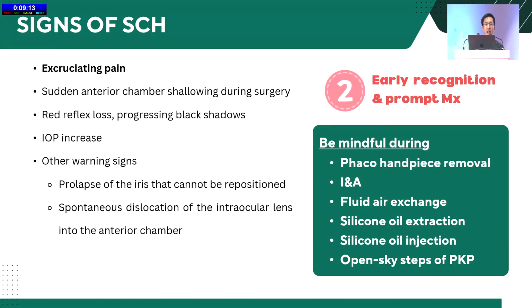There are signs of suprachoroidal hemorrhage that warn us, such as if the patient has excruciating pain during the operation, you need to be alert for suprachoroidal hemorrhage. Any other changes during the surgery, such as sudden AC shallowing, red reflex loss, a black shadow progressing in the back of the eye, or the eye becoming tense, mean that the pressure of the eye has increased.